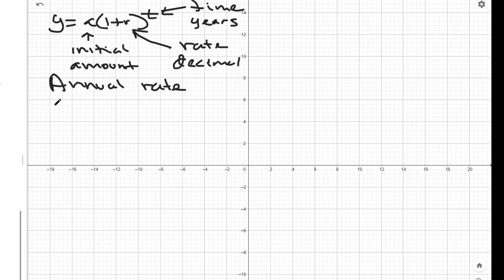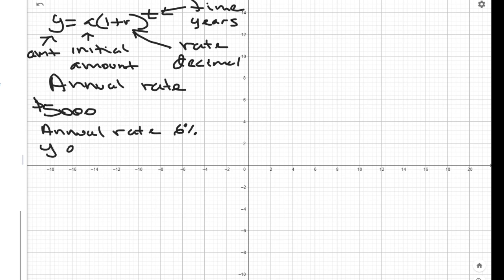So let's say for this problem here, we have an amount that you invest into an account. Let's say it's $5,000 that you invest, and they are going to pay you an annual rate of 6%. All right? You want to know the amount that you will have. That's typically going to be the Y. That's the amount, the current amount. So you want to know the current amount Y after X years.